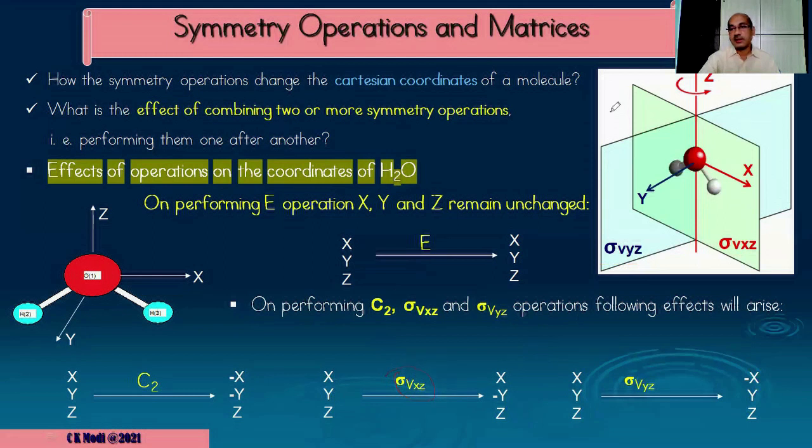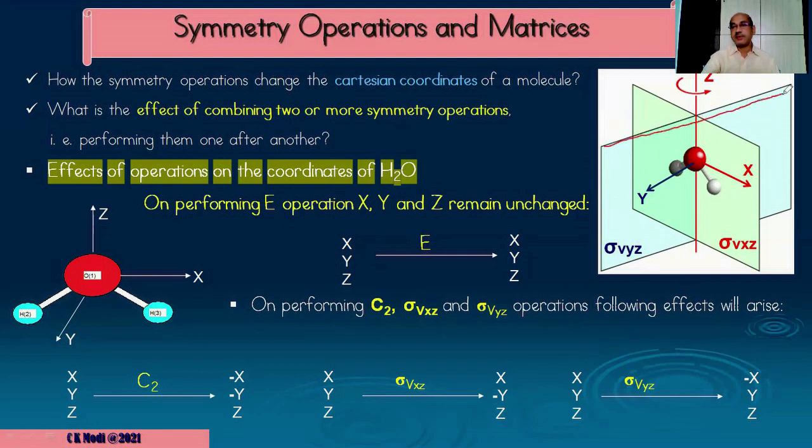Now if I perform sigma v xz, I am talking about this plane. What is the position of x, y, and z after performing sigma v xz? So x and z are situated in the plane. Therefore, the positions of x and z remain as they are. However, y is perpendicular to this plane, so where is its image found? This is a mirror image. Therefore, y becomes minus y. So after putting the plane sigma v xz, the final coordinates are: x becomes x, y becomes minus y, and z becomes plus z.